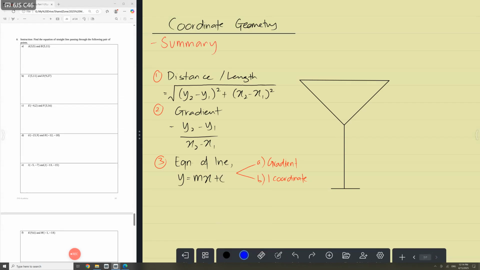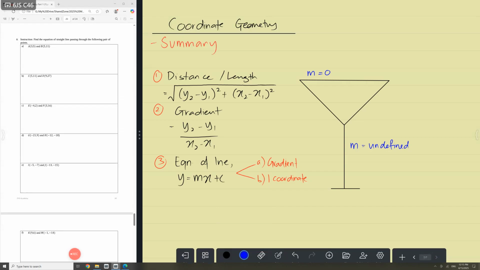The first one that I want to go through is your horizontal and vertical line. As long as you have a horizontal line, the gradient is always equal to 0. For a vertical line, the gradient is undefined. That means you cannot have a gradient for a vertical line, but the gradient of a horizontal line is equal to 0.